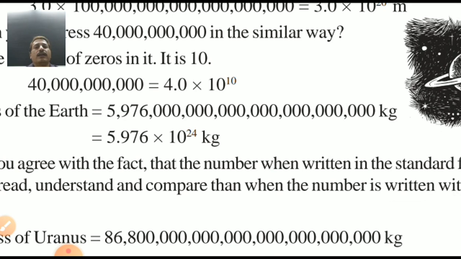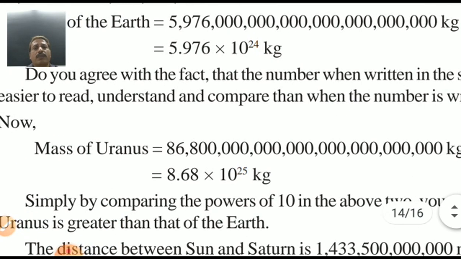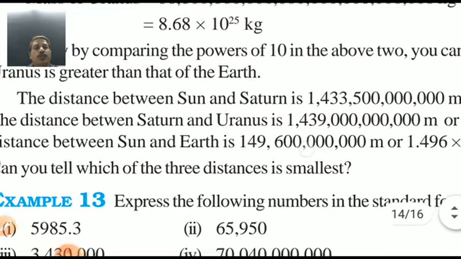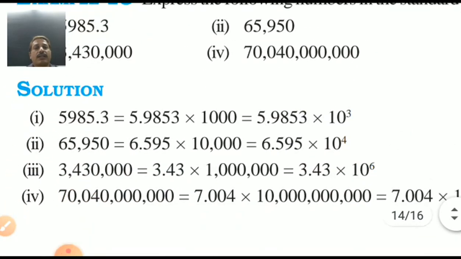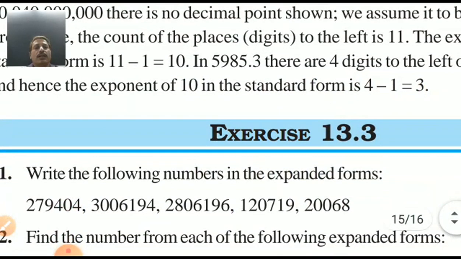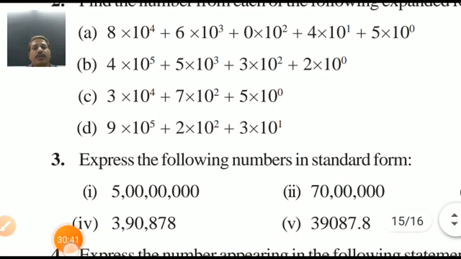Same way here. The earth mass is here that we started our lesson with. 5.976, after that as many zeros, 24 times. Clear? 5.976 into 10 raised to 24 is our earth mass. Uranus mass is 8.68 multiplied by 10 raised to 25. Student, Uranus is heavier than me. Examples are given here. Solutions also there. Here we completed our chapter 13. Take care. Be safe.